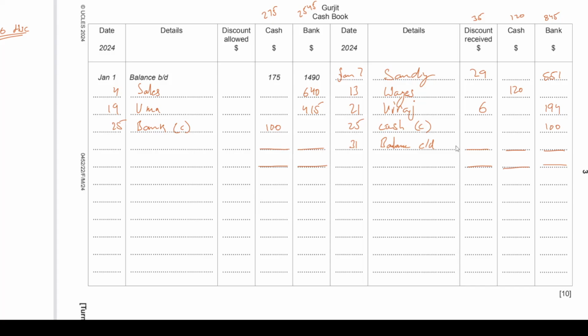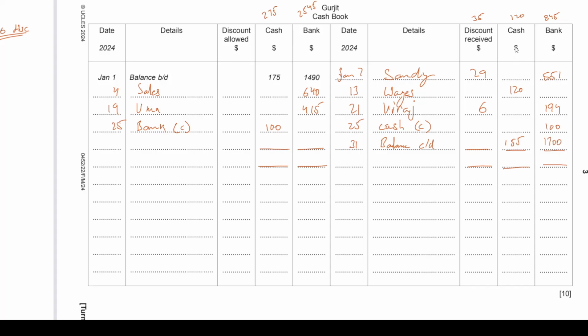Okay, so let's get the differences. 275 minus 120. That's 155. Okay, sorry. Wrong column. 155. And if you subtract the other one, 2545 minus, that's 1700.